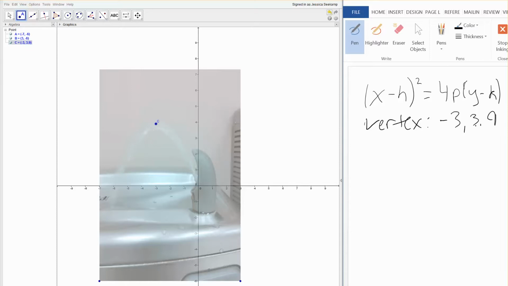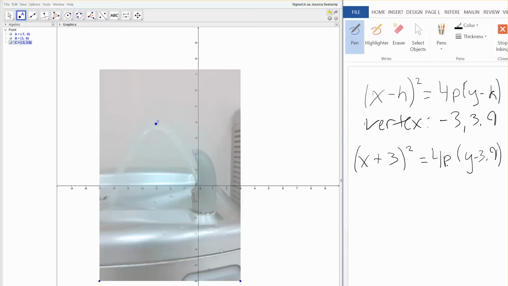Alright, so I'm going to plug that into my formula for the parabola. So then I'm going to have h as the x value, which is negative 3, so that's going to end up being (x plus 3) squared equals 4p times (y minus k), and k is 3.9, so I'm going to have y minus 3.9, like that. So I'm close, I just need that p value now.